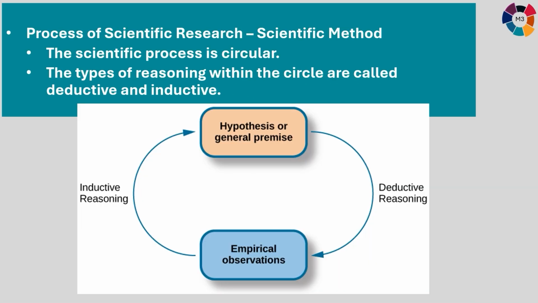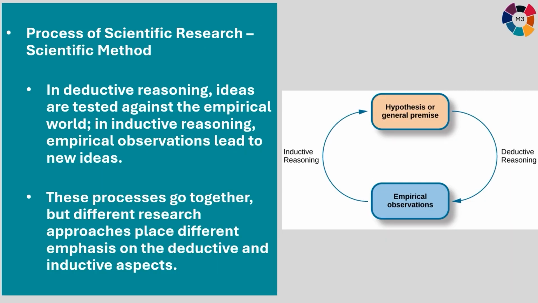The types of reasoning within the circle are called deductive and inductive. In deductive reasoning, ideas are tested against the empirical world. In inductive reasoning, empirical observations lead to new ideas. These processes go together, but different research approaches place different emphasis on the deductive and inductive aspects. Let's talk about this some more.